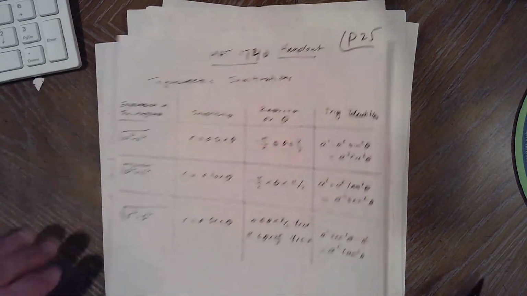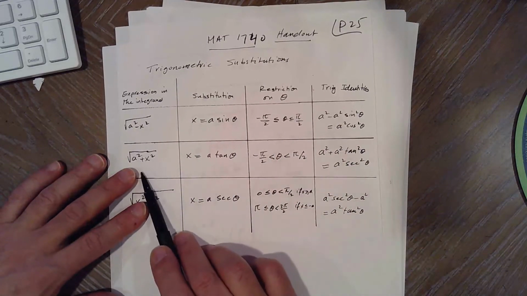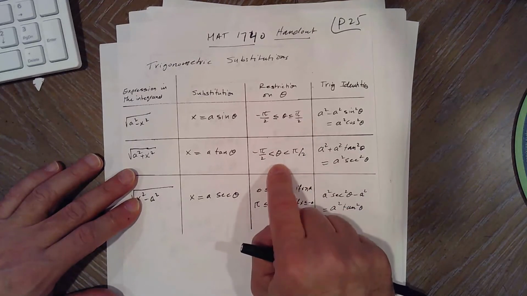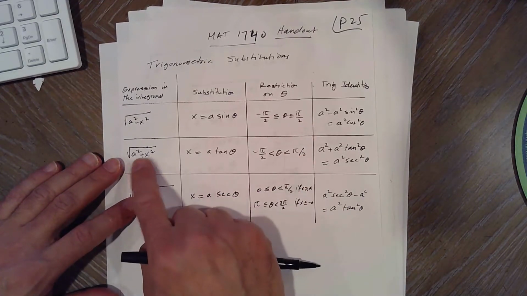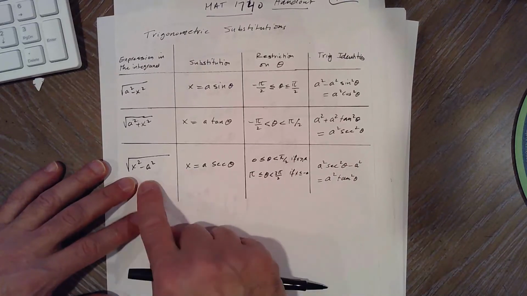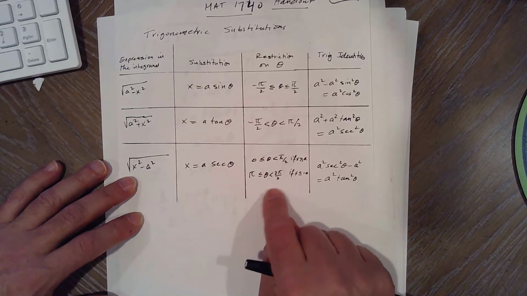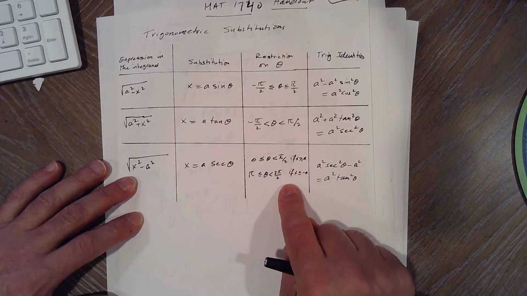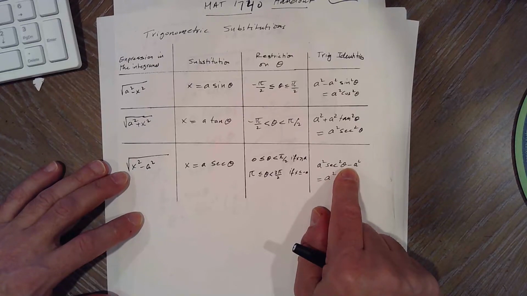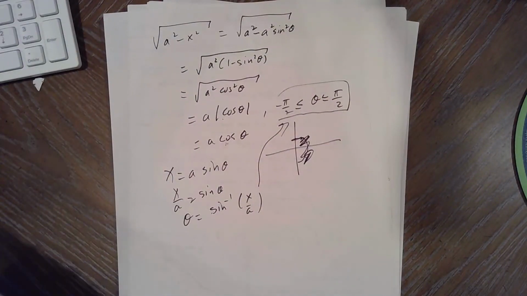Here's the summary on page 25 in your notes. You can see what we did, and then you can see how it came out. If you have a squared plus x squared, then we use x equals a tangent theta. Again, this is the same as the domain of sine inverse, except it doesn't include the endpoints. You end up with a squared plus a squared tangent squared, a squared times 1 plus tangent squared, which is a squared secant squared. If it's x squared minus a squared, you use a secant, and this is the domain for secant. It's either in the first or in the third quadrant, depending on whether x is greater than or equal to a or less than or equal to negative a, and you get a squared secant squared minus a squared, which is a squared times secant squared minus 1, which is a squared tangent squared. This is what you're going to use to figure it out.